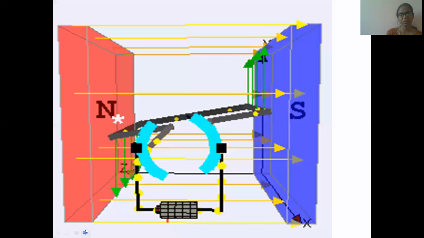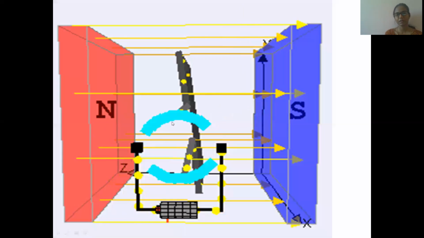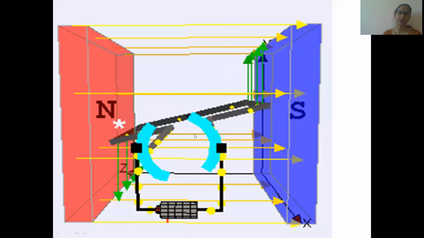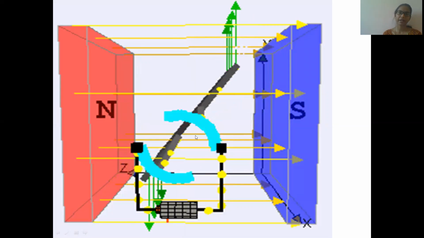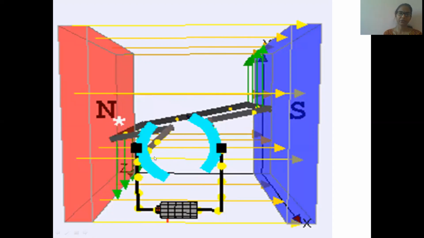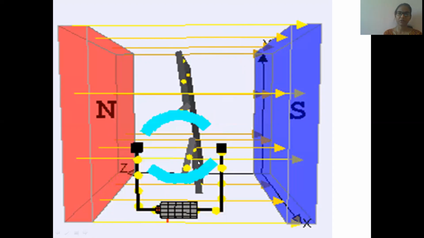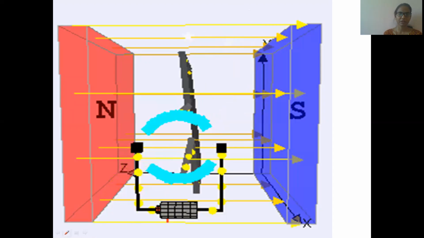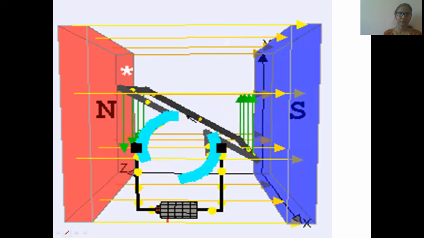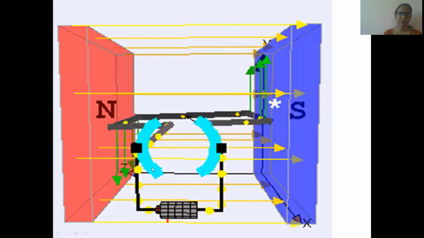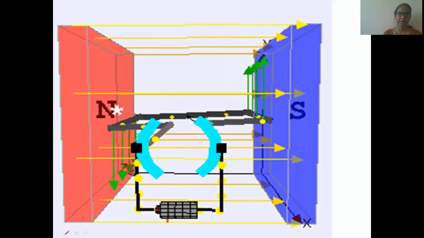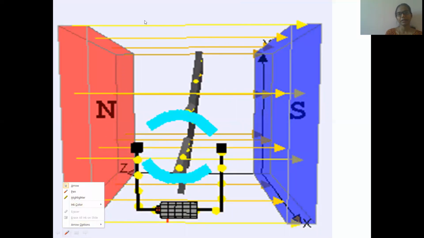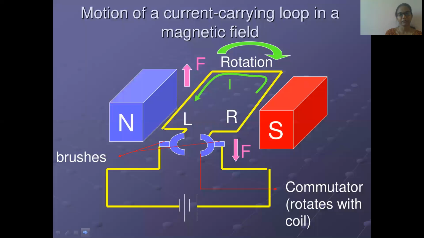Based on the construction, let us see the working of the coil. You can observe that when your rectangular coil goes through half a circle and comes to the vertical position, the brushes are not in contact with the split rings. Let me explain this to you.